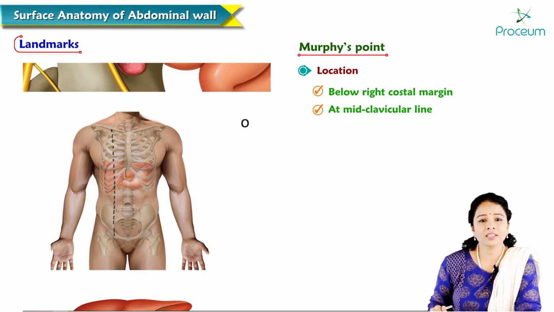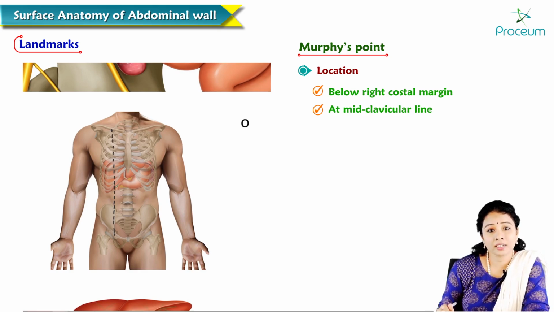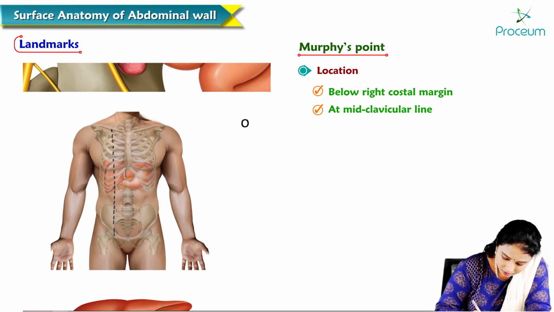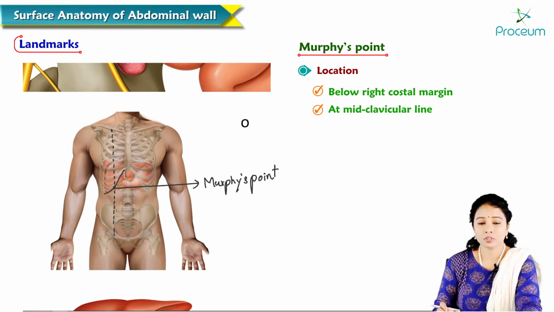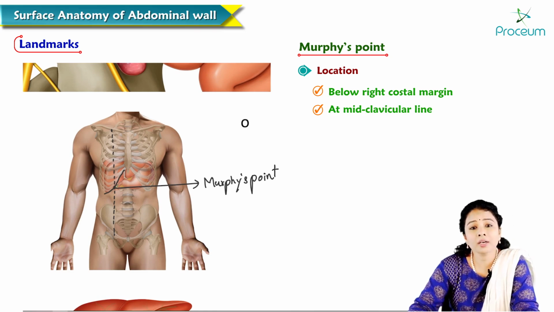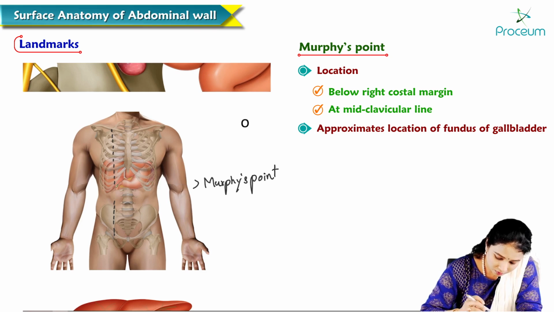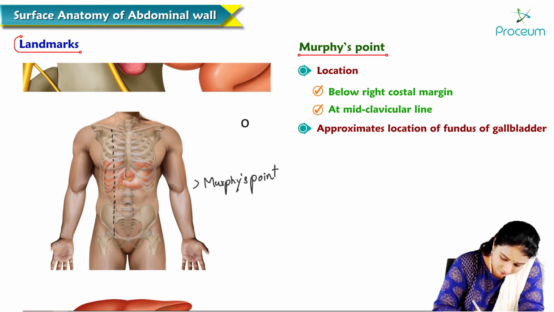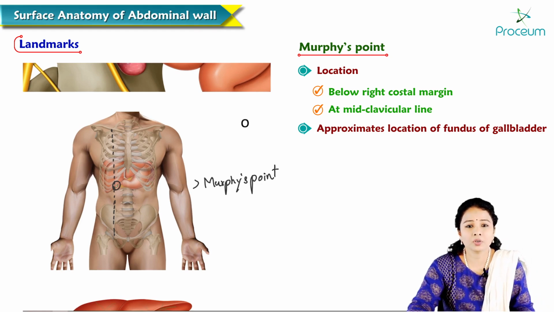So here the dotted line is the mid-clavicular line, and it is present in the right costal margin. So here is the costal margin. So this point is the Murphy's point. The Murphy's point is a landmark for the approximate location of fundus of gallbladder. So we can see the fundus of gallbladder here, which is an approximate location for the fundus of gallbladder.